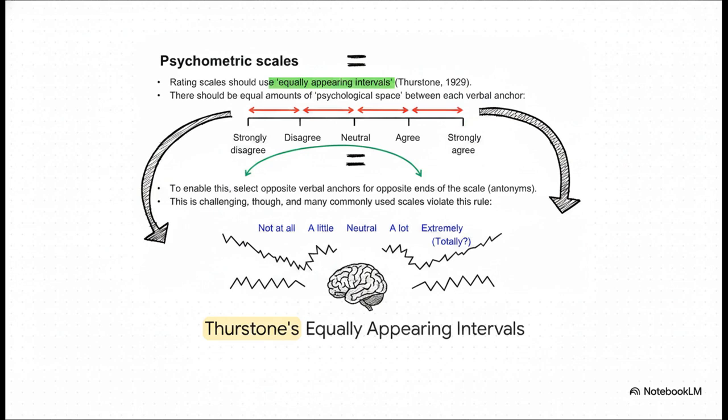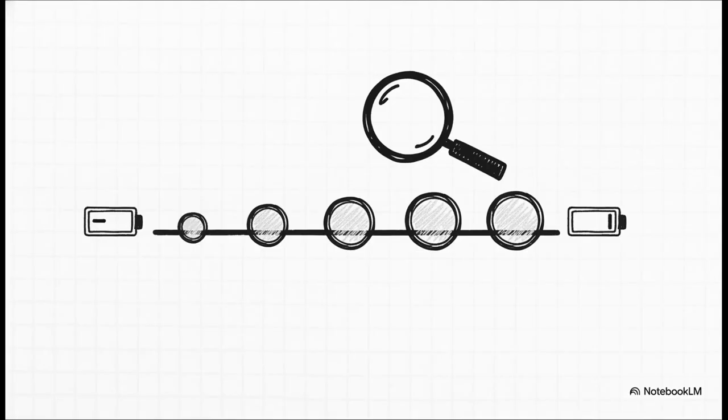Think about when you look at a scale ranging from strongly disagree all the way to strongly agree. The mental gap, or the interval, between disagree and neutral has to equal the exact same mathematical gap between neutral and agree. They have to be what's called equally appearing intervals. Because if the psychological distance between the options isn't perfectly even, the entire mathematical foundation of the survey basically starts to crumble.